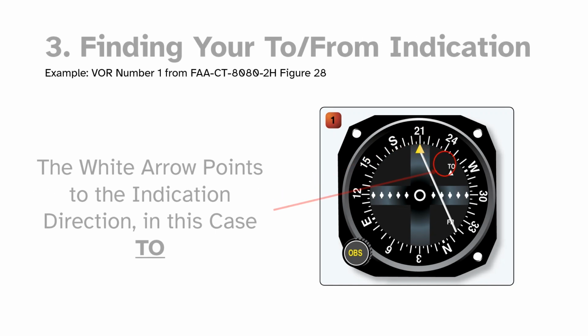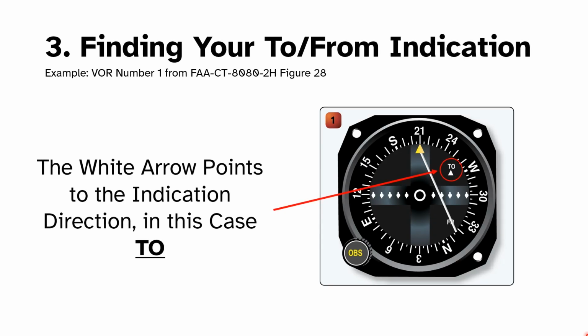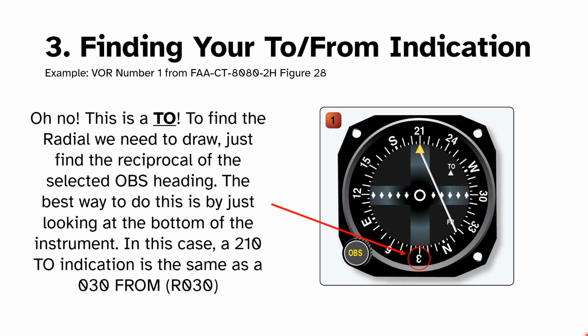As we continue, that next step is going to be to pick out that to or from indication. In our case, we've got a 210 to indication. So in our case, we have something else to mess around with. Since this is a to indication, we need to flip this to a from to make a little bit more sense of it. Eventually you get to a point where you just totally understand and you basically conflate the two, 210 to and 030 from, and you just kind of know.